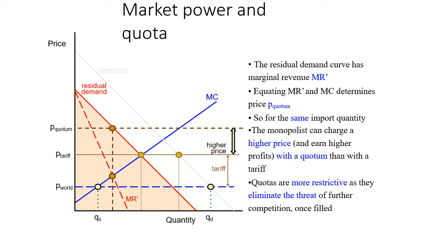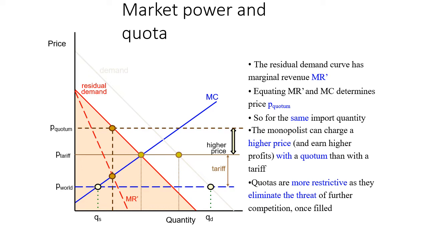Because you're a monopoly, the only demand that is left, and the only place that consumers can buy from, is locally. You can't go overseas anymore. The imports have already been limited, right? The quota has ensured that. So what we find now is that a monopoly can actually gain more when a quota is used instead of a tariff.